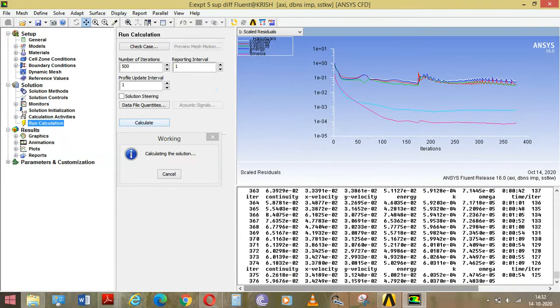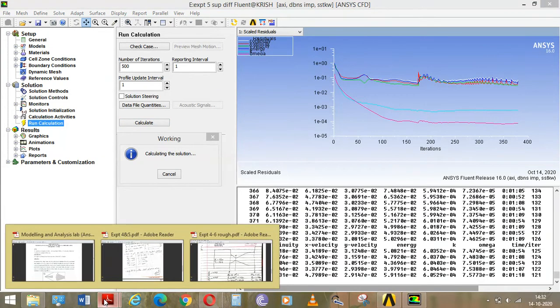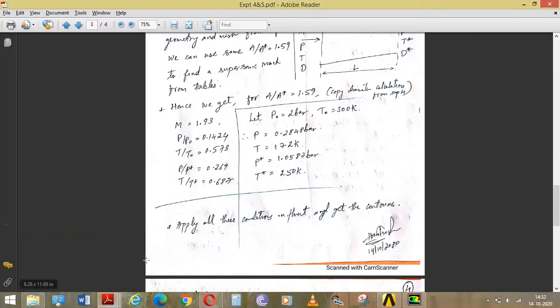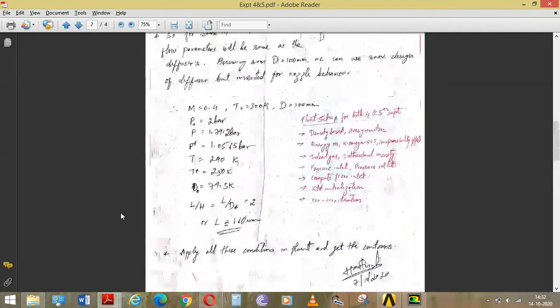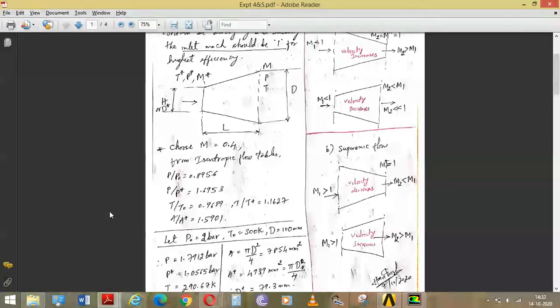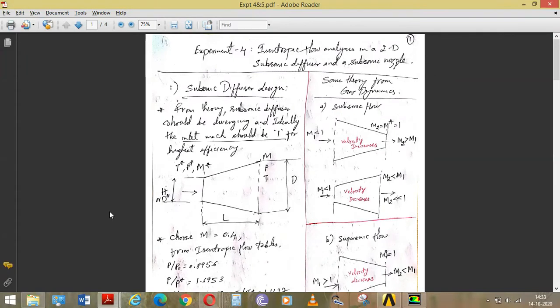So meanwhile, we can look into this. So design. So this is the design. I had done some rough design for experiment 4 I had shared. So in this I have done very clearly so that you can understand.